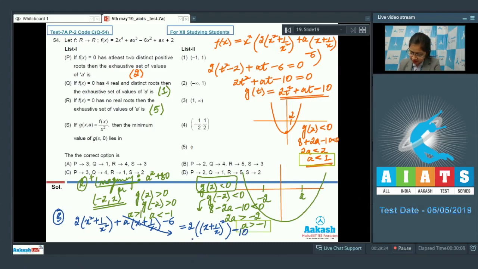So we have to find the minimum value of this. Now the minimum value of (x + 1/x)^2 is 4. So the minimum value of the required function will be 8 - 10, that is -2, which is lying in the interval minus infinity to 1. So option number 2 is correct. So we can say that the answer of this question will be D option. I hope the question is clear to you and all the queries have been solved. Thank you for watching.